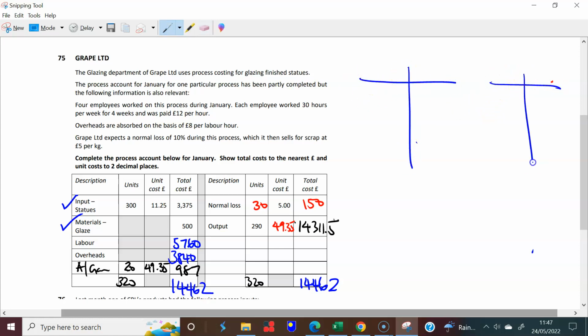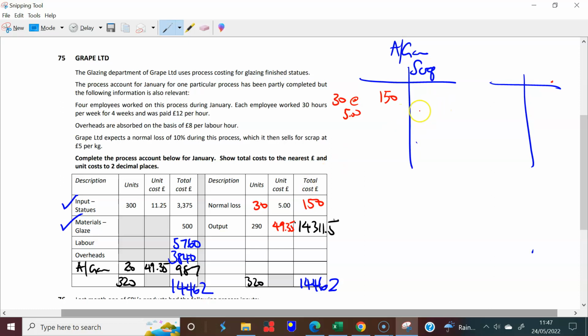Here with abnormal gain. So, or really the scrap account. It really doesn't matter, the scrap account. Let's call it this way. You see, so what would have happened here? We would have, out of this account, you would have in here, I'll just keep the colors the same. You will have the 30 units at £5 were valued at 150.